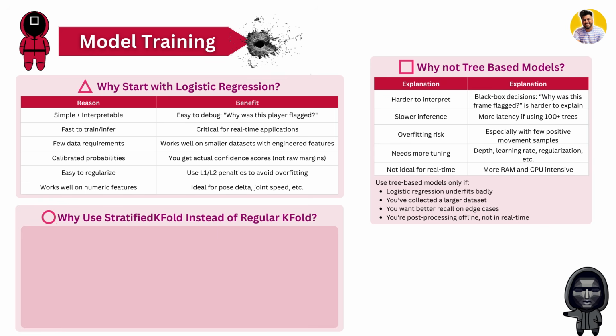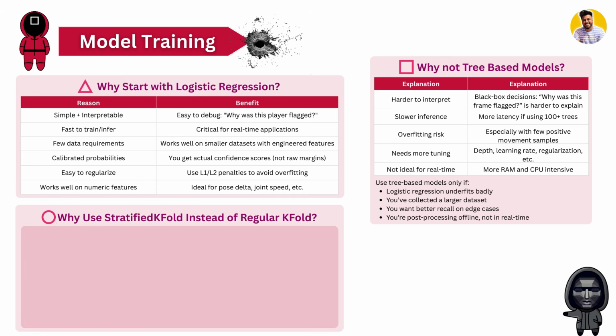On the other hand, the tree-based models are hard to interpret, have a risk of overfitting, need fine-tuning, and are not good for real-time inference. But we can use the tree-based model if our logistic regression is underfit, you have a large amount of data, you want better recall on the edge cases, and you are post-processing offline, not in real time.